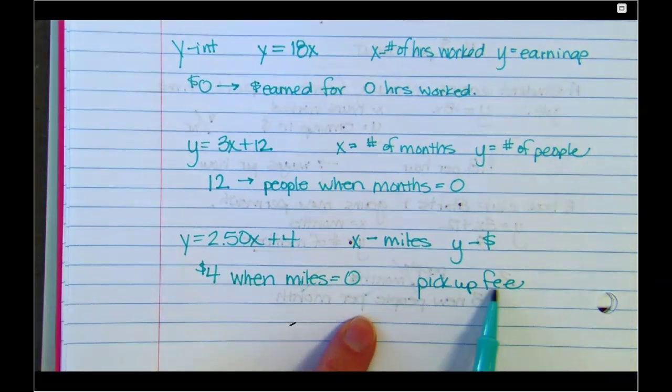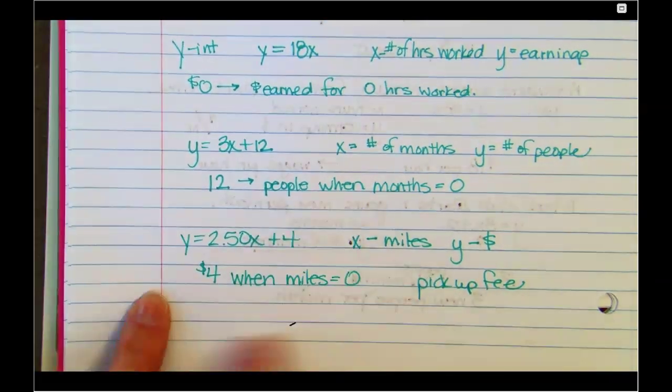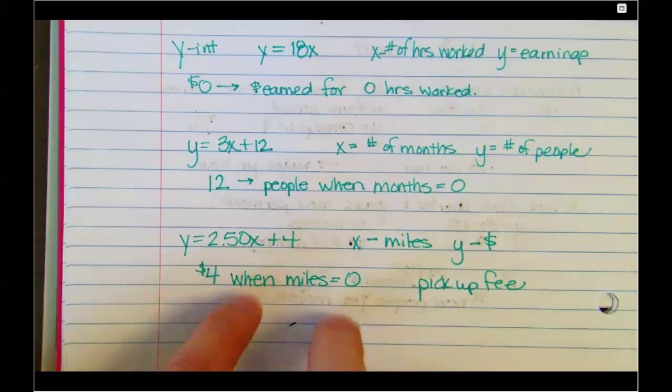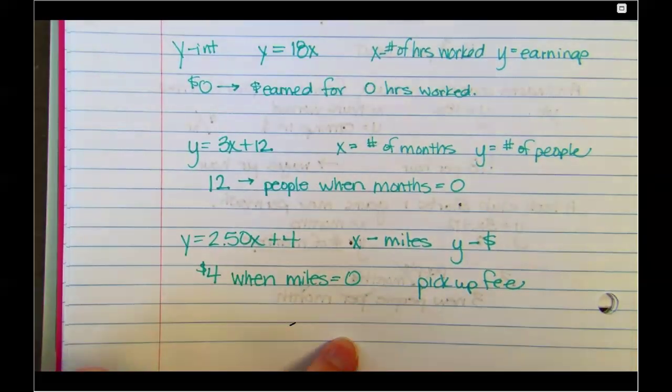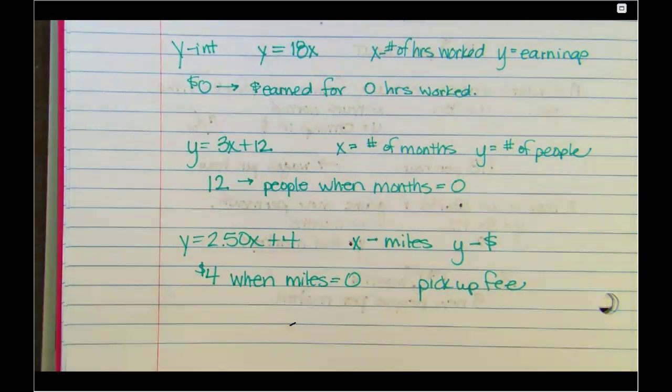Okay. So this is a pickup fee. If on a test you write this as $4 when the miles is 0, you're going to get your points. You're going to get extra credit if you say this is what they charge you just to get in the taxi cab. That's right. Now, I have a bunch more of these that we need to practice because this is something that confuses people.